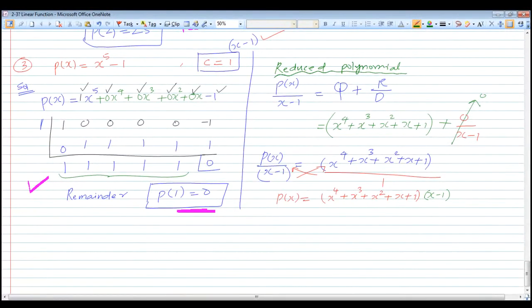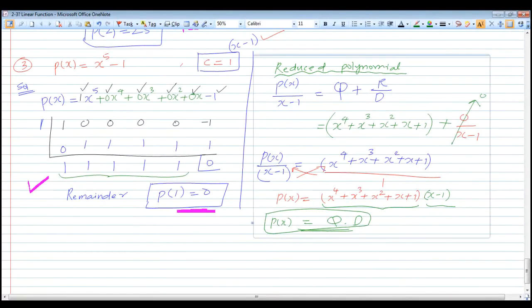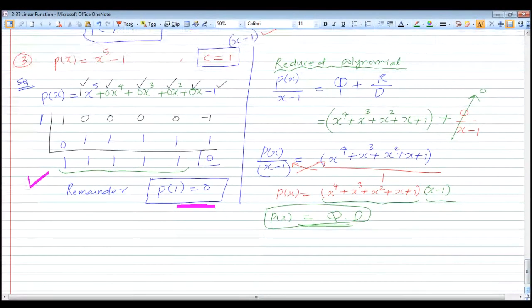So, what is this one actually? This is the quotient, sir. And what about this one? As a divisor, sir. Divisor. That's it. So whenever this is the case, I can write it as P of X. When the remainder is 0, I can write it as quotient into divisor. Okay. Now in the next one, it is given whether it is a factor.